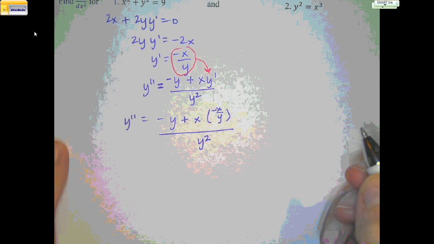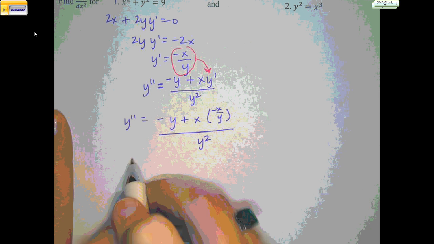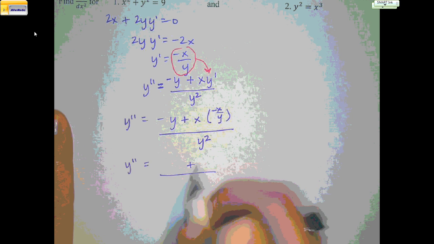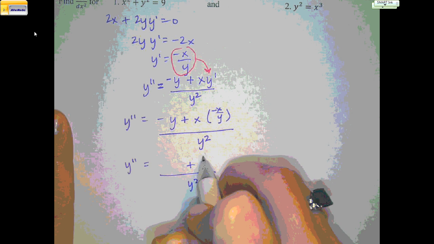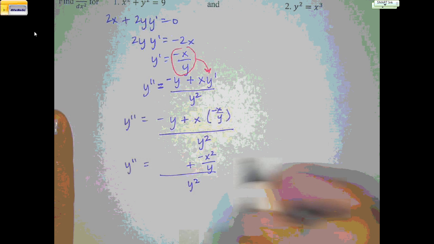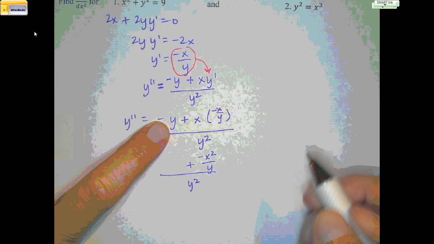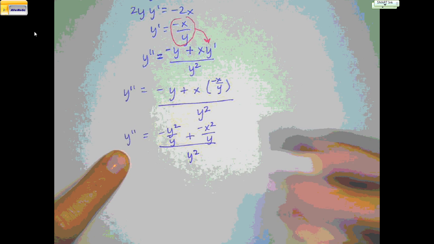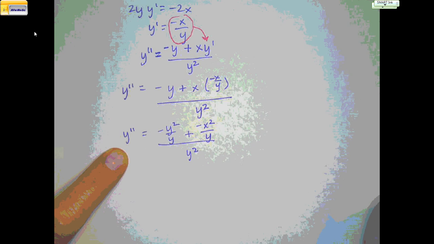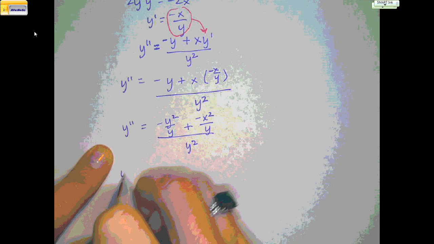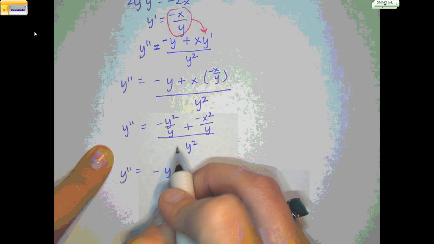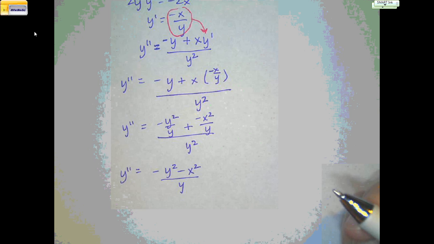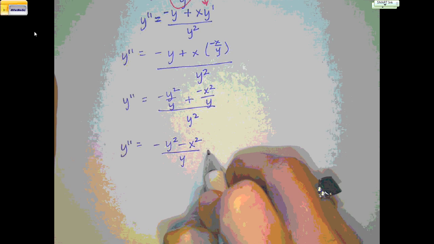Now we're going to use some algebra magic, and we're going to make this look a little bit prettier. My term on the right becomes -x squared over y. I want the one on the left-hand side to have the same denominator, so I'm going to change that to -y squared over y. So that now I have -y squared minus x squared over y, divided by y squared. When dividing, flip the second one over and multiply.